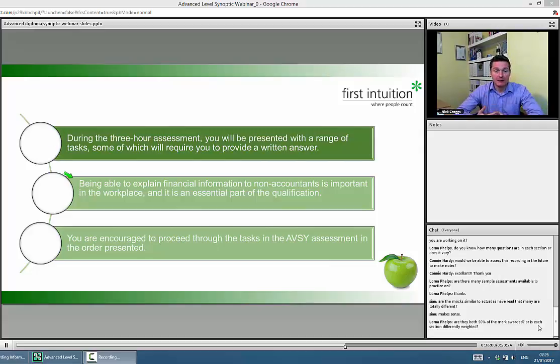Now, this is what the AAT is trying to get you to be able to do, to explain financial information to people who are not accountants, people who don't understand what you're talking about. So you need to be able to converse in good English and explain things well.